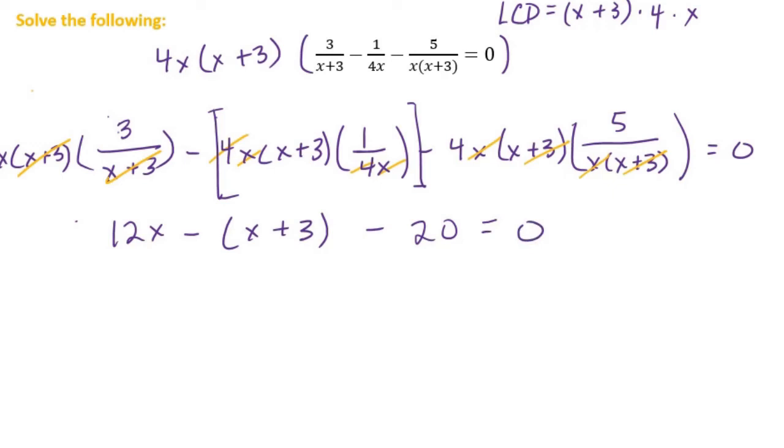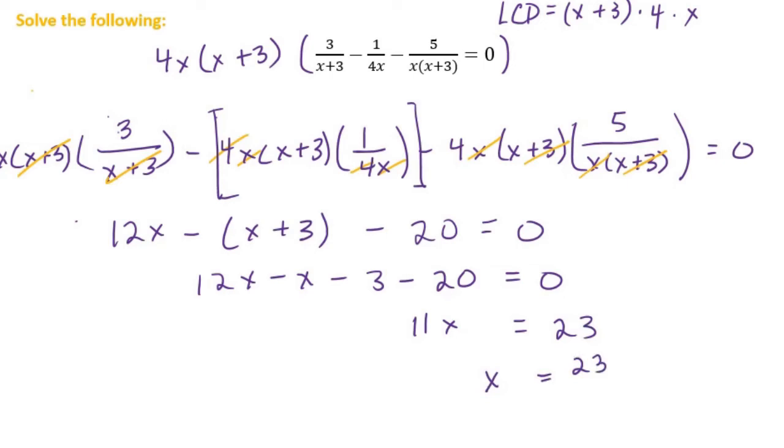Now we just need to tidy up using distributive property and then collect like terms. So we have 12x minus x minus 3 minus 20 is equal to 0. 12x minus x is 11x, and negative 3 minus 20 is negative 23, but then I'll add 23 to both sides to move it over to the right. Dividing both sides by 11 gives me 23 over 11, and we're done.